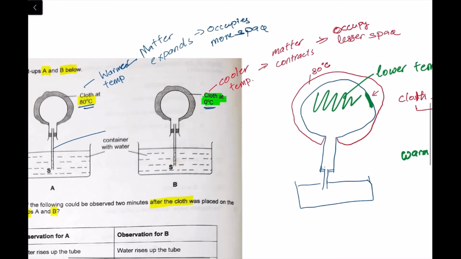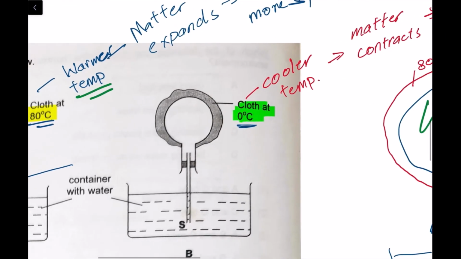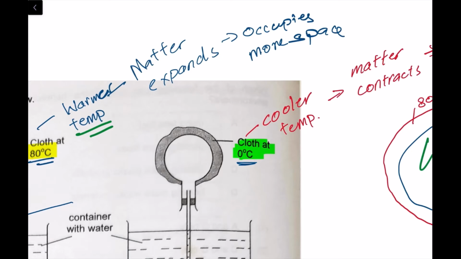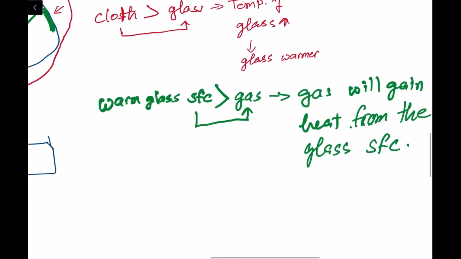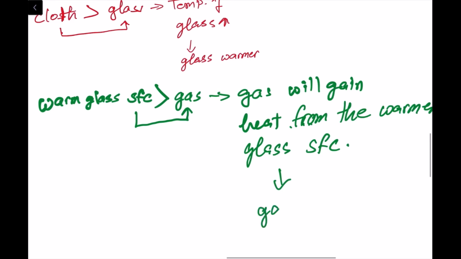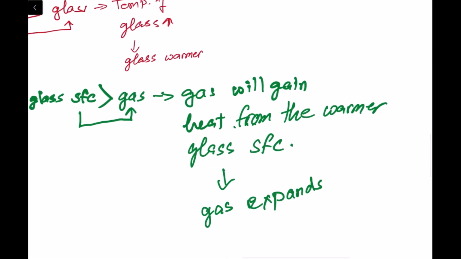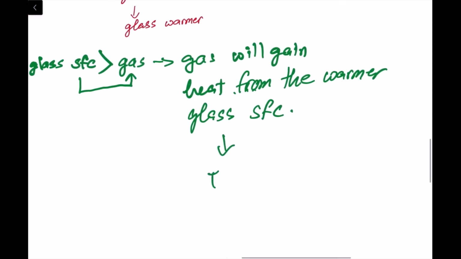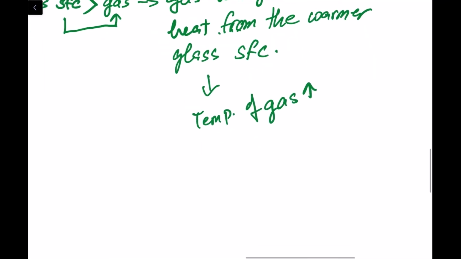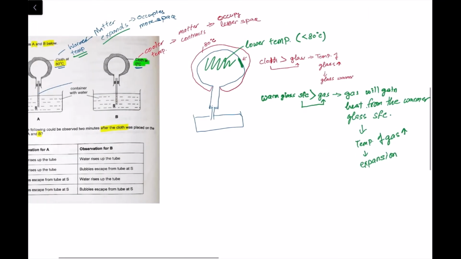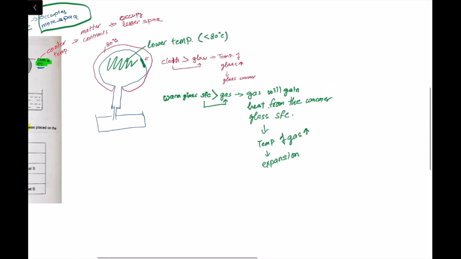And over here we said that when the temperature of any matter increases, the matter will expand. Wait, I forgot this point. The temperature of the gas will increase, and when the gas gets warmer, it will expand. And we said that when any matter expands, it occupies more space. So this will cause the gas to occupy more space.